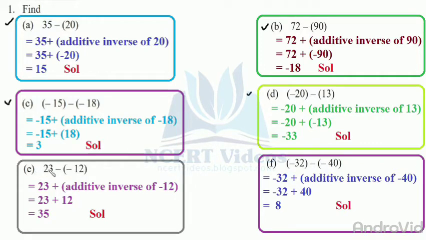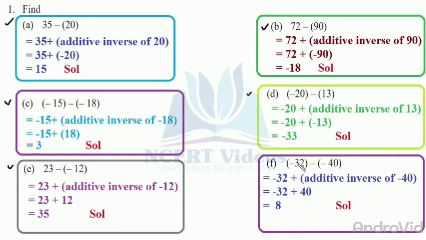E part, 23 and subtract minus 12. Again changing minus to plus and making the additive inverse of minus 12, which is 12. It is a simple addition problem. 3 plus 2 is 5 and 2 plus 1 is 3. Therefore 35 is your solution.